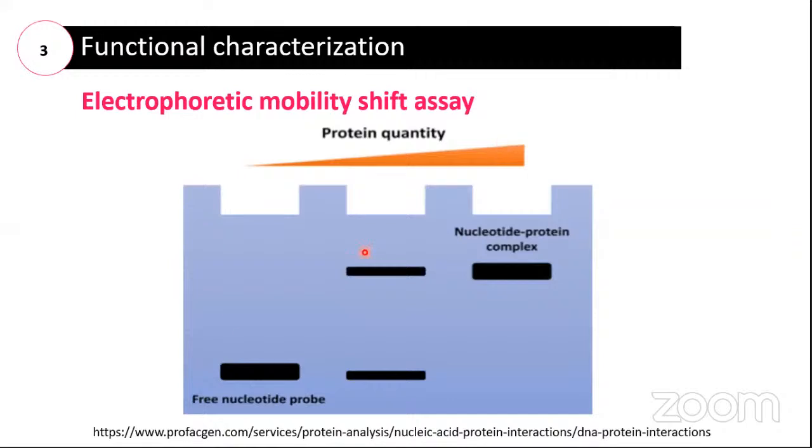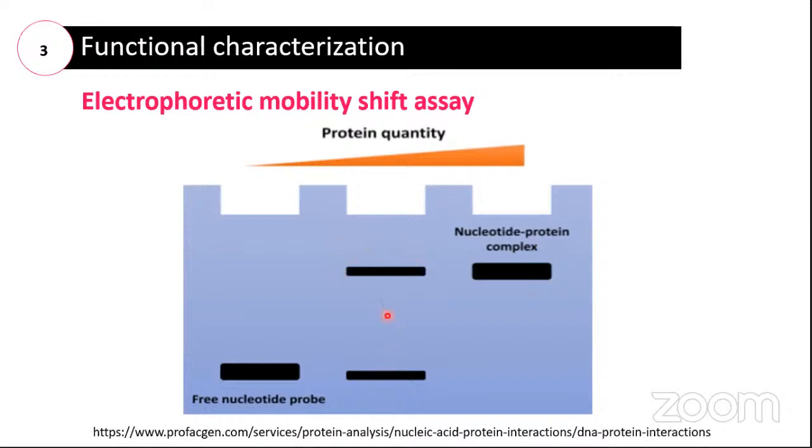Typically the first lane is a control lane, which contains just free DNA that's labeled. It migrates relatively easily through a porous gel because it is relatively small. If you look at the second lane, when protein is added to the labeled oligonucleotide or DNA, two bands will appear if the protein binds some of the DNA. This band here would correspond to unbound DNA, and this band would correspond to protein-bound DNA.